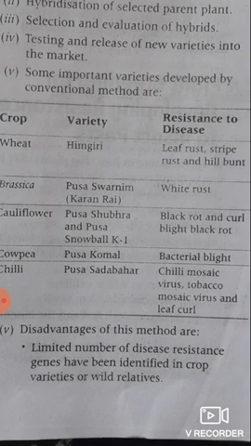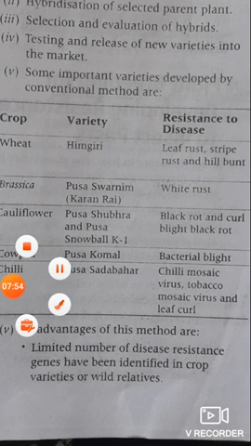It can be developed. But there is also a disadvantage of this process: a limited number of disease resistance genes are present. In these plants there are very few genes for disease resistance. Another limitation is that a limited number of disease resistance genes have to be identified in crop varieties from the wild relatives. They are related to their wild ones, but they have some disadvantages. That's why these are not utilized continuously in our daily life, but still they are very useful for us.